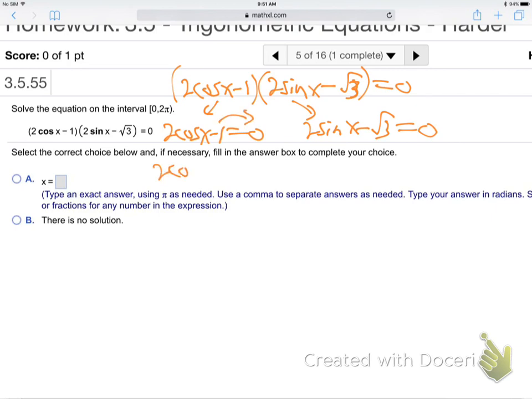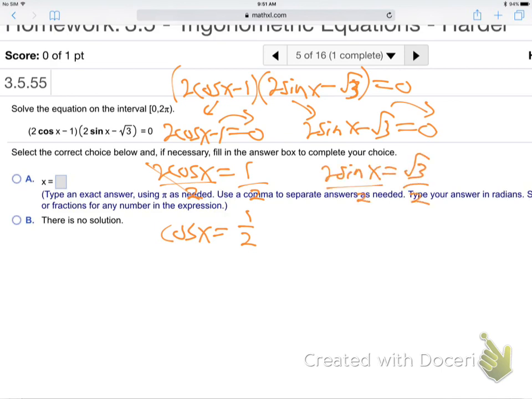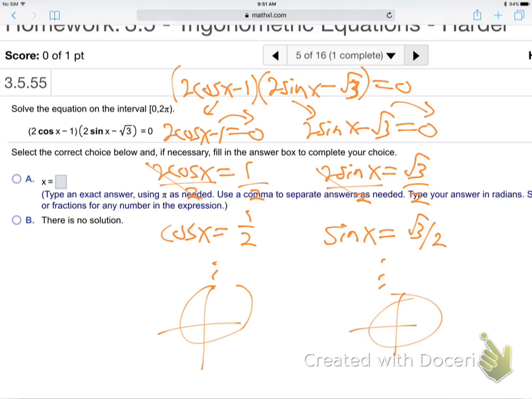Bump the 1 over. 2 cosine is 1. Divide by 2. So cosine is a half. Bump this over. 2 sine is root 3. Divide by 2. Sine is root 3 over 2. And then you do the unit circle, and I'm going to move on. Good there? Just solve both those, and away you go. It was already factored, so it was like a fourth done for you. Got that down good enough?